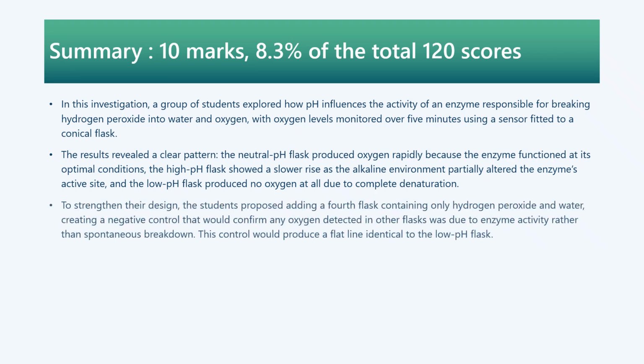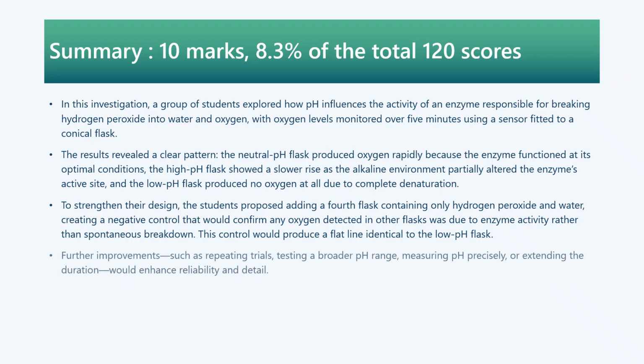To strengthen their design, the students proposed adding a 4th flask containing only hydrogen peroxide and water, creating a negative control that would confirm any oxygen detected in other flasks was due to enzyme activity rather than spontaneous breakdown. This control would produce a flat line identical to the low pH flask.